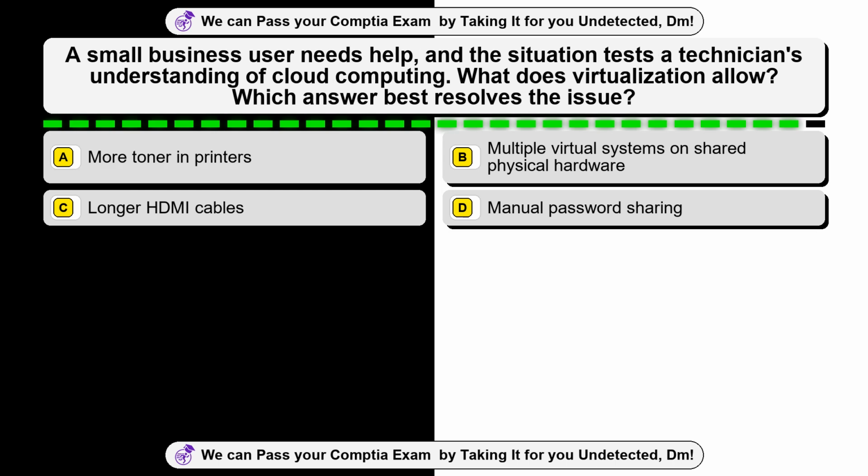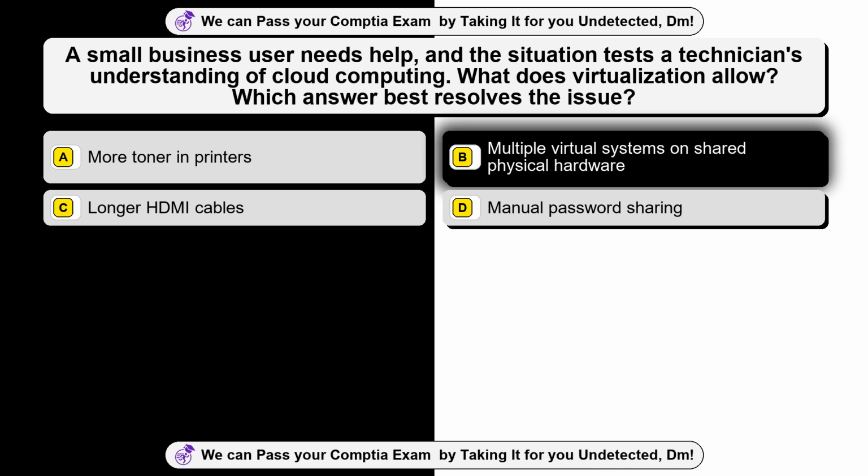Question 9. A small business user needs help, and the situation tests a technician's understanding of cloud computing. What does virtualization allow? Which answer best resolves the issue? Option A, more toner and printers. Option B, multiple virtual systems on shared physical hardware. Option C, longer HDMI cables. Option D, manual password sharing.